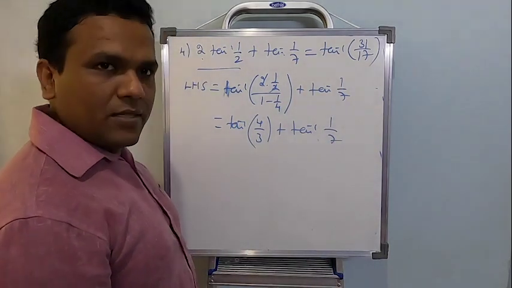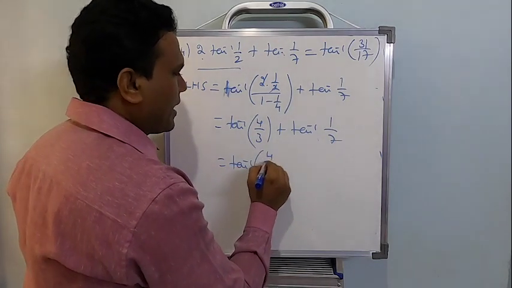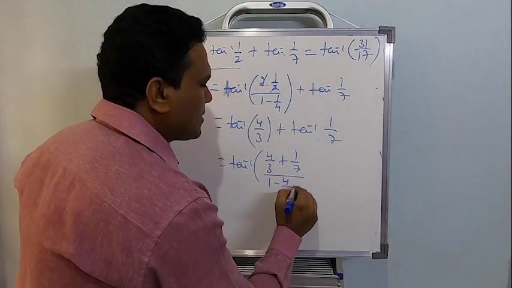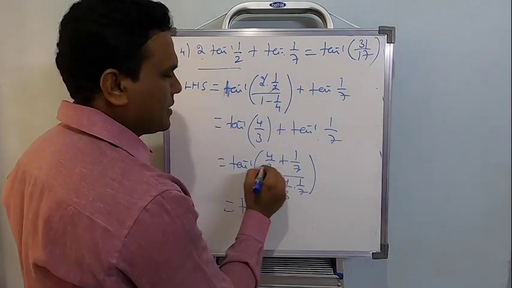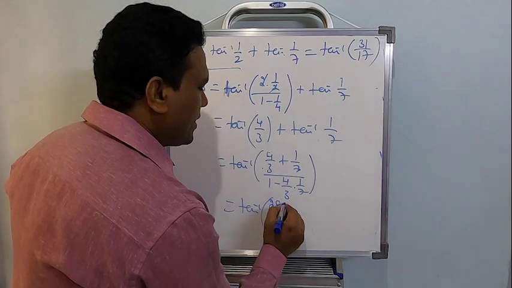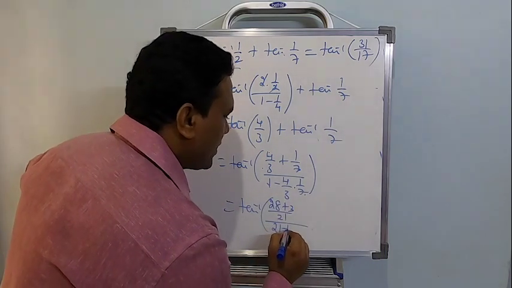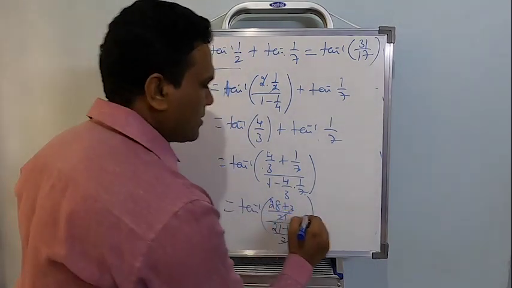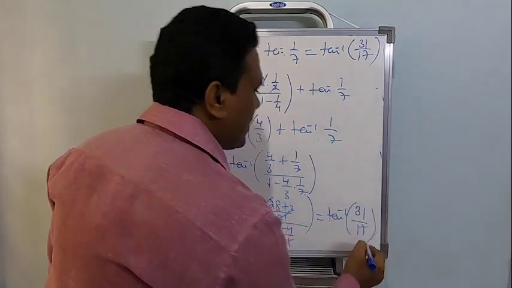Now use the formula of tan inverse x plus tan inverse y, which will be tan inverse of x plus y by 1 minus x multiplied by y. So let us simplify it further. 7 multiplied by 3, 21 will be the LCM. So this will be 28 plus 3 by 21, and in the denominator 21 minus 4 by 21. Eliminate 21. The rest, whatever you get, will be the required answer: tan inverse 31 by 17.